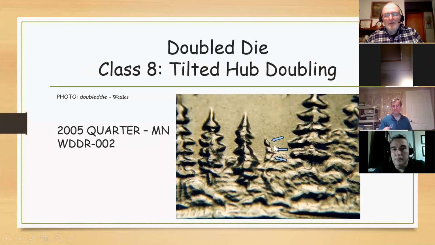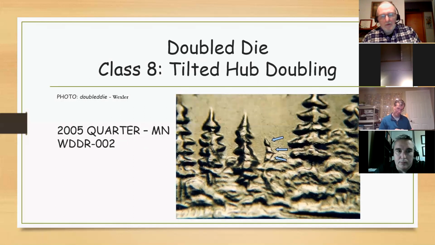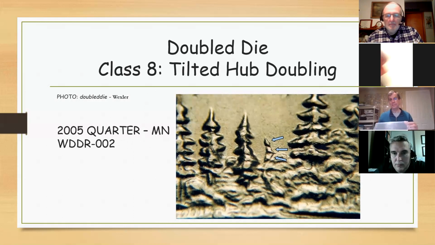Now this is the best example to look at to show you the tilting, because some of the others, you're looking at one of the other design elements and it might seem tilted. Like some of your older coins, you'll see the mint mark in all different directions. That doesn't mean that it's tilted hub doubling. Again, for the older coins, it's the way that it was applied.